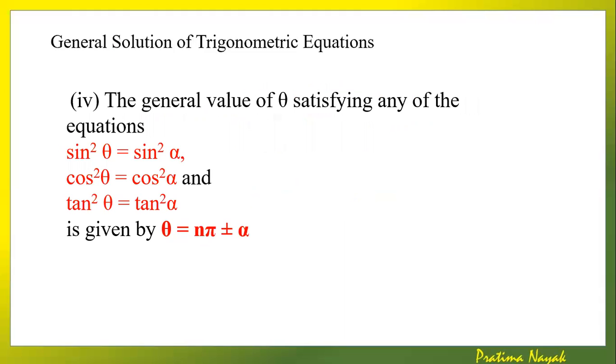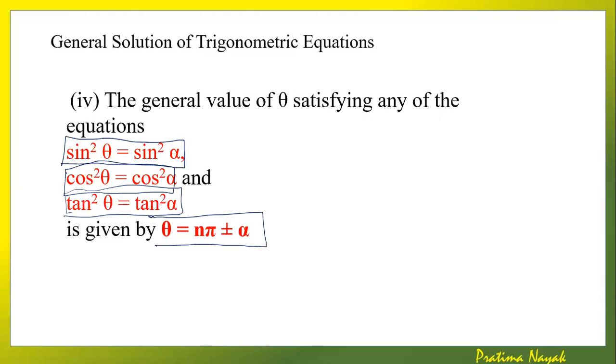Another concept also, of course, we'll write sine square theta is equal to sine square alpha. If this is the condition, or cos square theta is equal to cos square alpha, or tan square theta is equal to tan square alpha, then simply theta is equal to n pi plus minus alpha. For all the three, you will put the same concept. This will be n pi plus minus alpha.